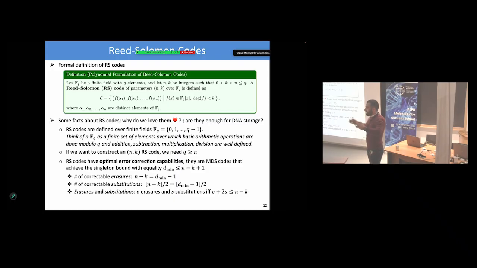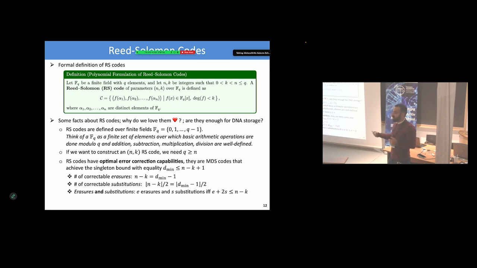Just a flashback that this is a DNA storage school. Reed-Solomon codes are used as outer codes in DNA storage because if you lose some of your oligos, which are erasures, you can correct them. And if you have some residual substitutions in your oligos, you can use Reed-Solomon codes.